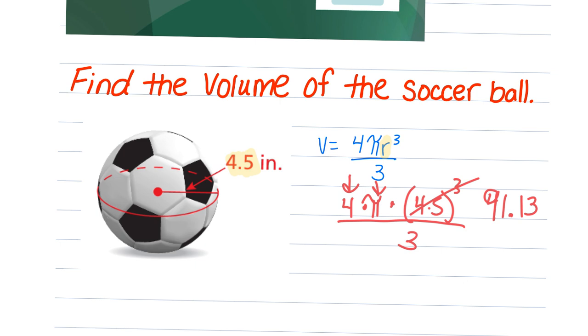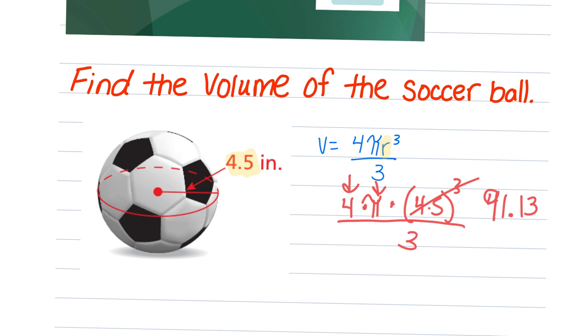All right, so in the calculator we're going to do 4 times pi times 91.13 and then divide by 3. Did we get 381.72? So that's the volume.